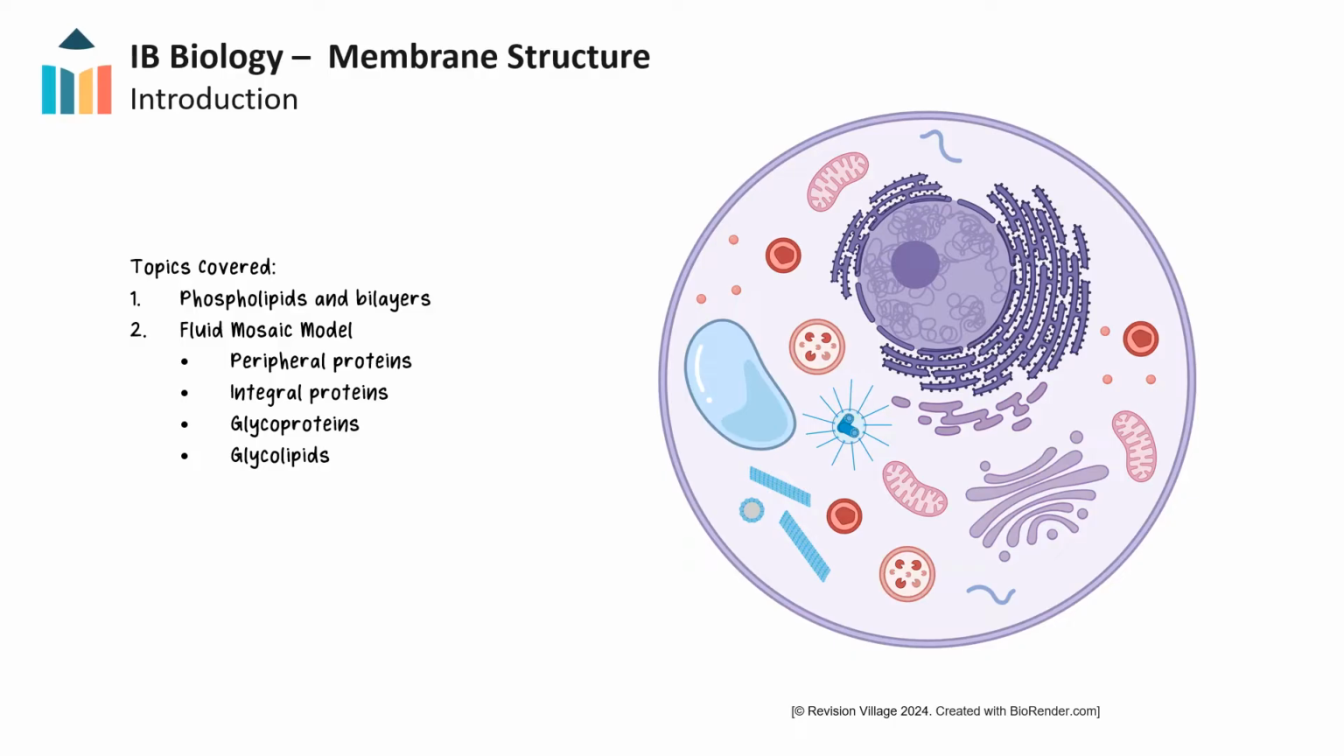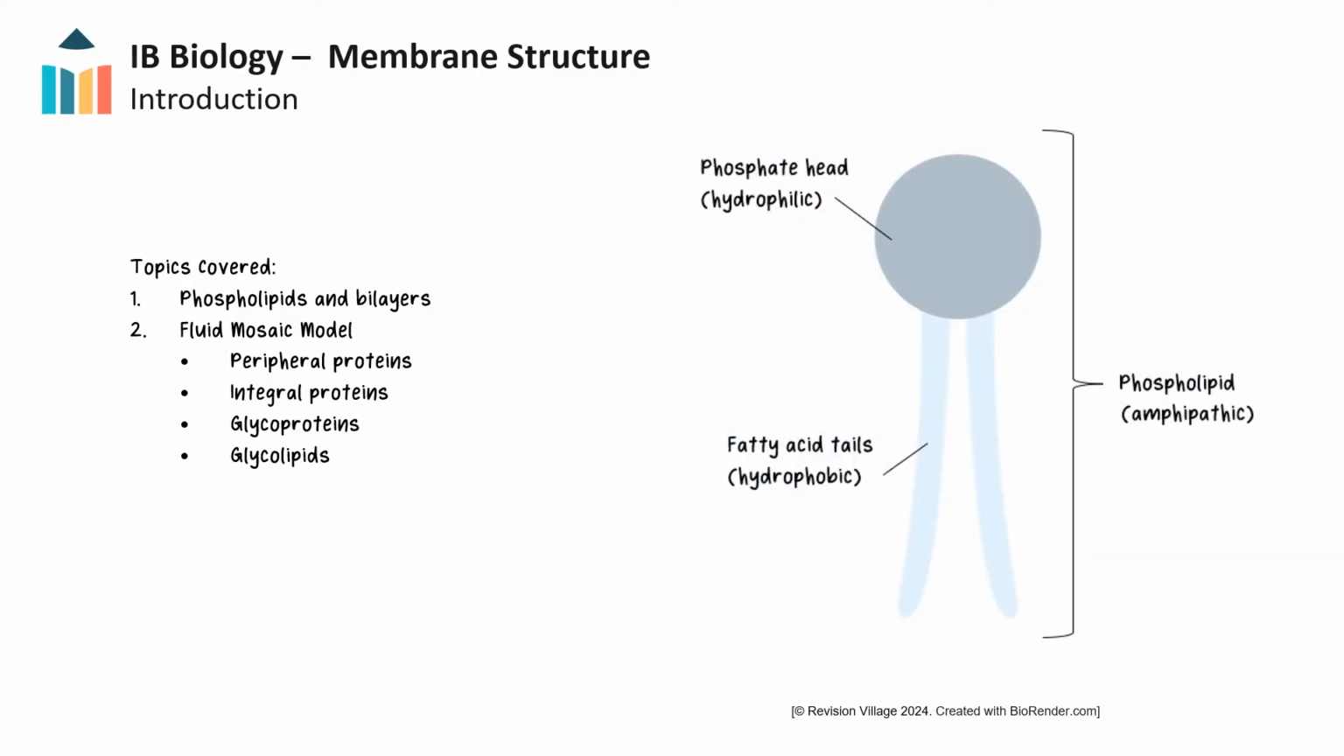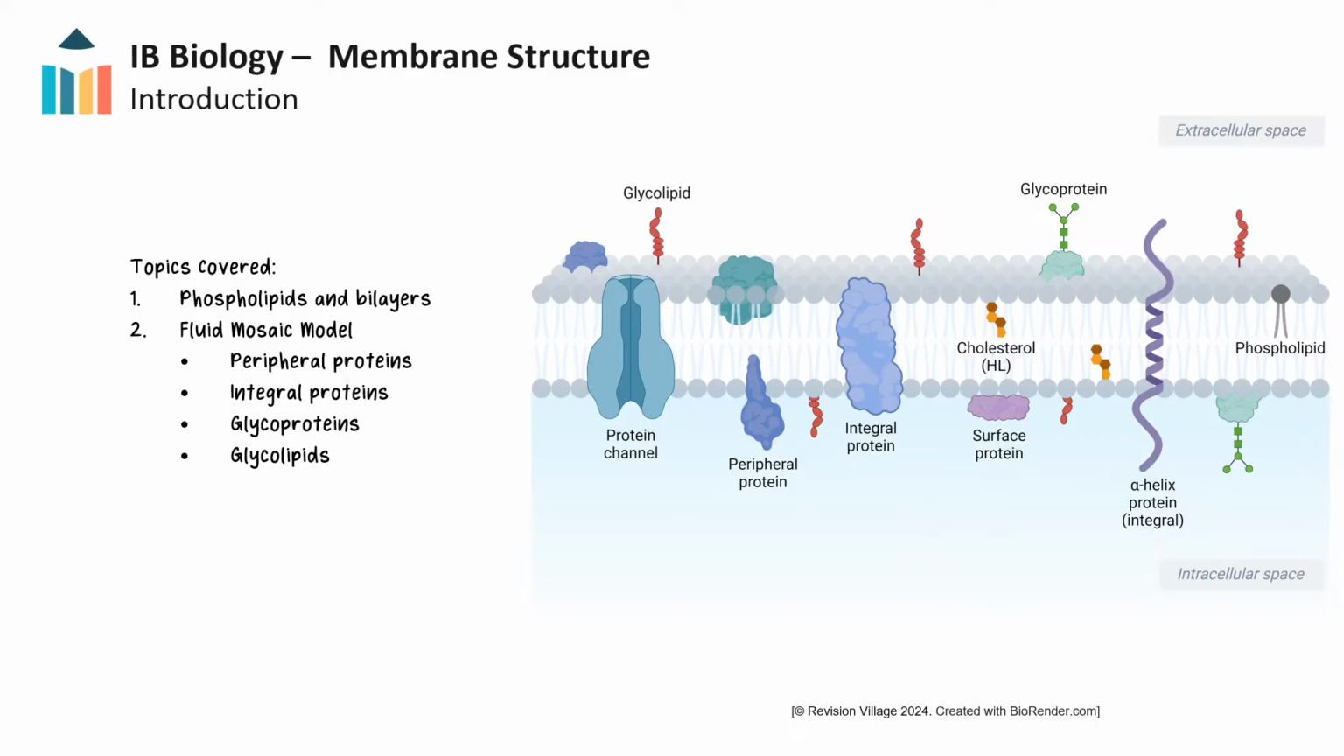We'll look at how the structure and properties of phospholipids allow them to spontaneously form bilayers. We will also examine the components of the membrane within the context of the fluid mosaic model. We'll focus on integral and peripheral proteins, glycoproteins, and glycolipids. These key concepts are some of the most important topics covered in the IB biology syllabus.